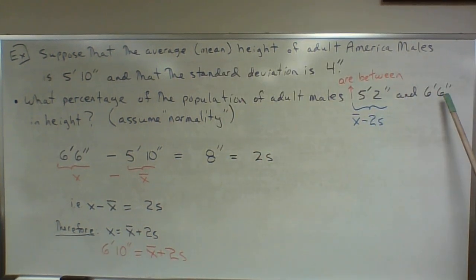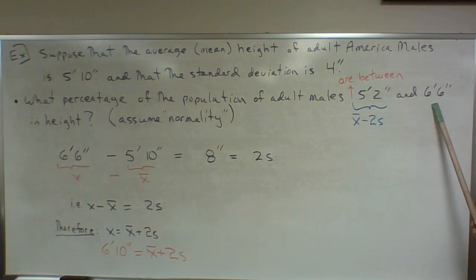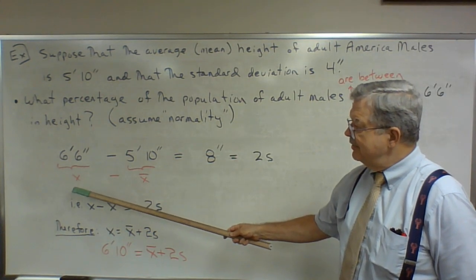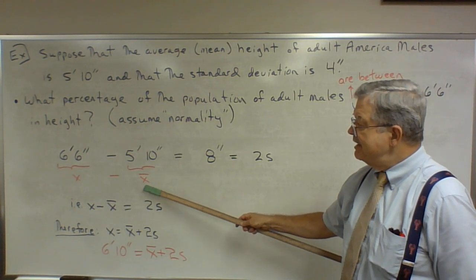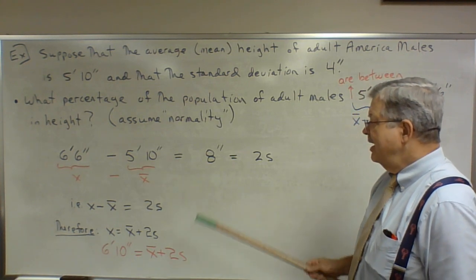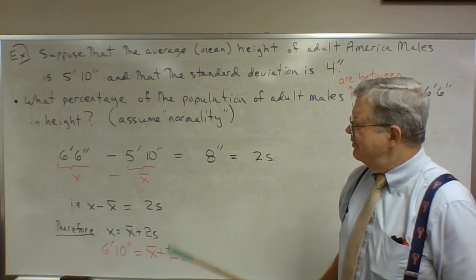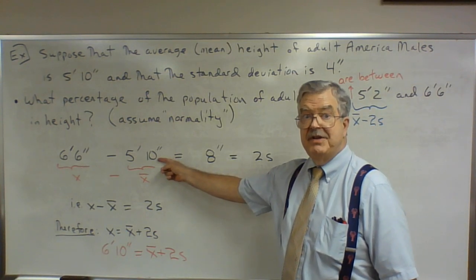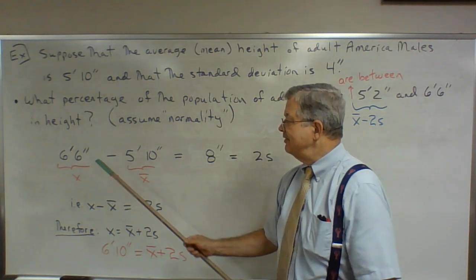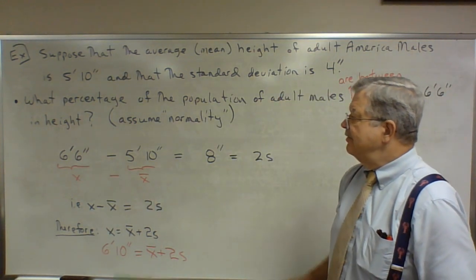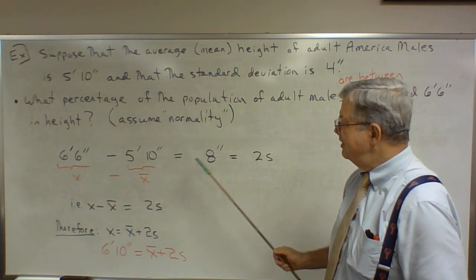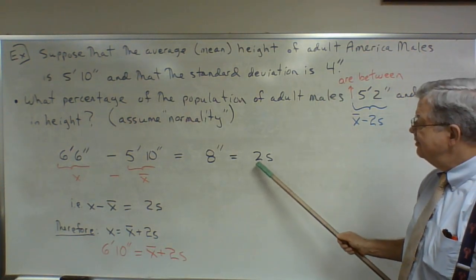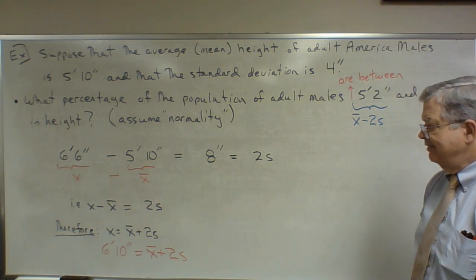Let's take the other height here, 6 foot 6, and write it in terms of standard deviations. We'll take the height, x equals 6 foot 6, and subtract the mean height, 5 foot 10, and we get 8 inches. See, if we add 8 inches to 5 foot 10, 2 of those inches will take us to 6 feet, and the other 6 will take us to 6 foot 6. So the height 6 foot 6 minus 5 foot 10 gives us 8 inches. And in terms of the standard deviation 4 inches, that's 2 standard deviations.